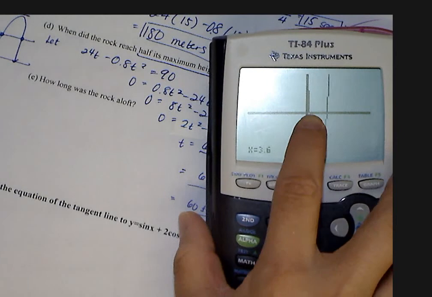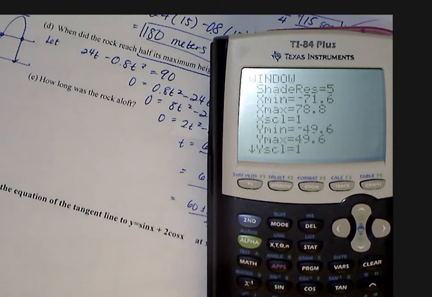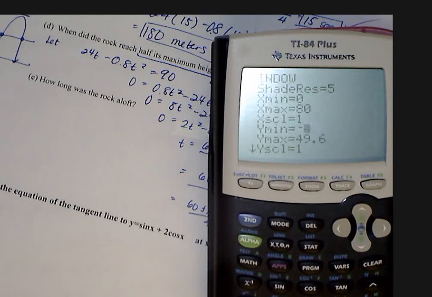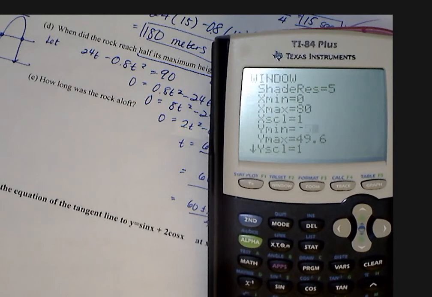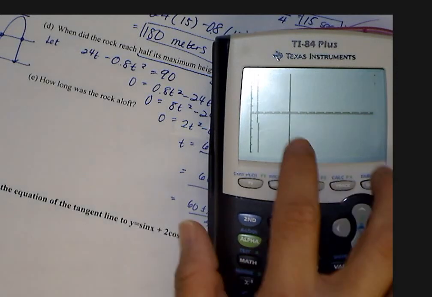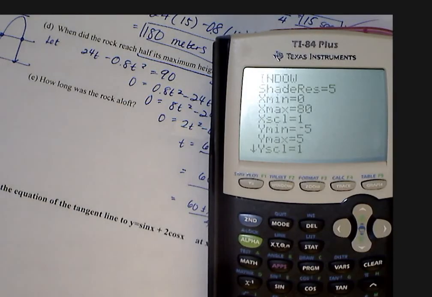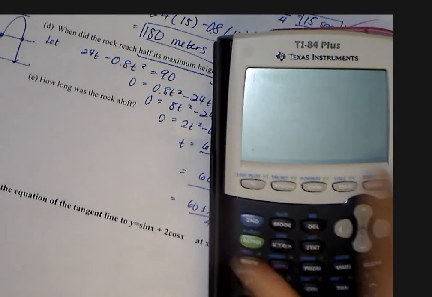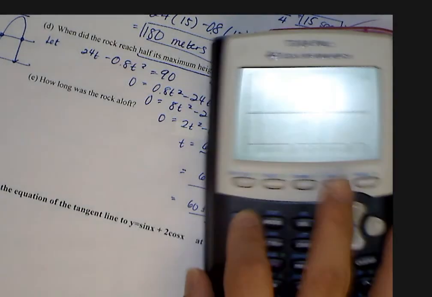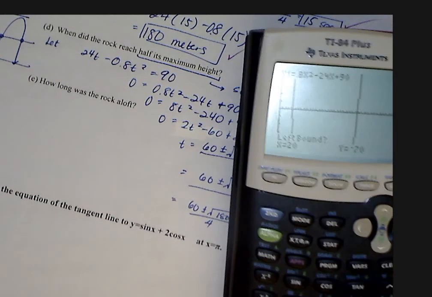Let's change the window. So we want to know going from, we could go from 0 to like 80. And then here we don't really care, so we could just go from -5 to 5. Okay, so we want to know the two places where the parabola touches the x-axis. So we could just go to 40. I'm going to go to second calc, and I'm going to press 0. And I want to know the left bound of that 0.